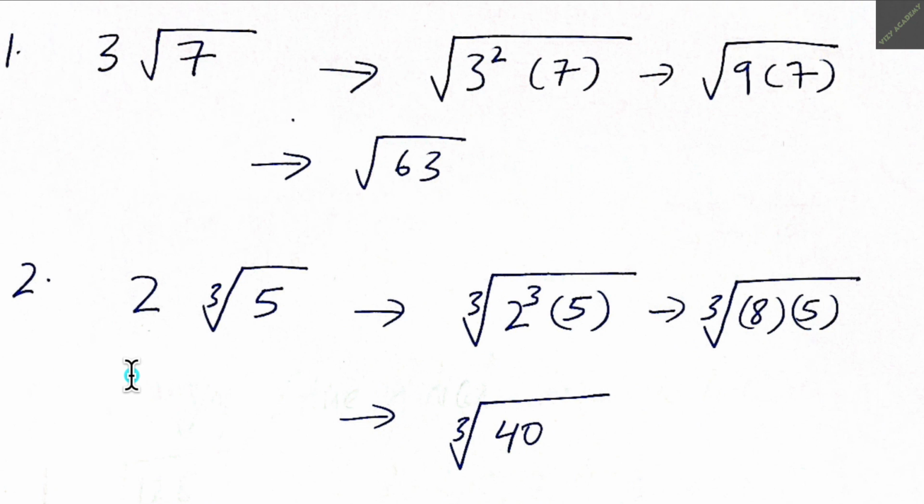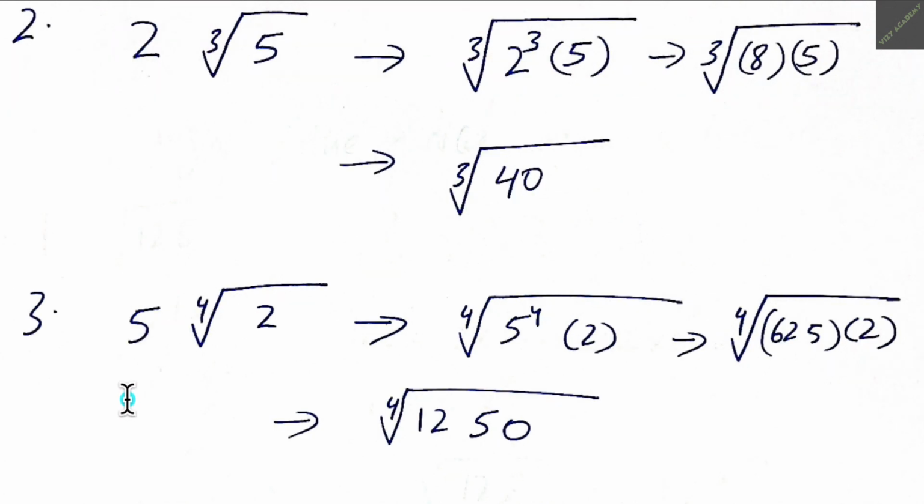So moving to next question, which is 2 times cube root of 5. Because the index here is 3, so 2 here will become 2 cube times 5. Even if we want to take cube root of 2 cube, it will become 2 3 by 3, again 2. So 2 cube root of 5 will be 2 times 2 times 2 times 5, which is 8 times 5. So the entire radical will be cube root of 40.